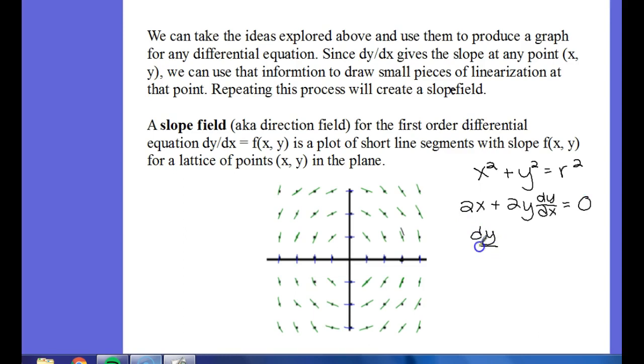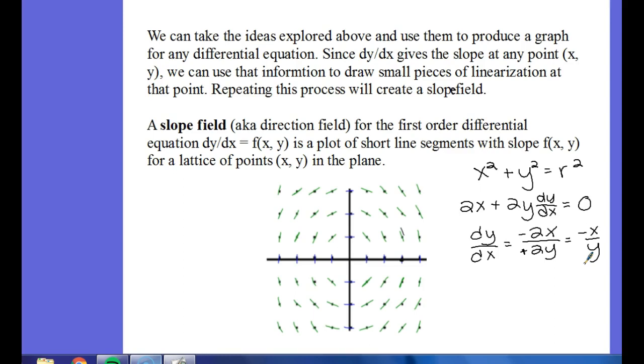Solve for dy/dx, because that's what we're talking about, right? This is a differential slope field. So it's dy/dx. You subtract 2x, divide by 2y, and you get negative x over y. So this field right here represents negative x over y. If you were to pick a point on this, let's say we picked the point (1, 1). If you plugged in (1, 1), negative 1 divided by 1 is negative 1. You see how the slope of that green line is negative 1?